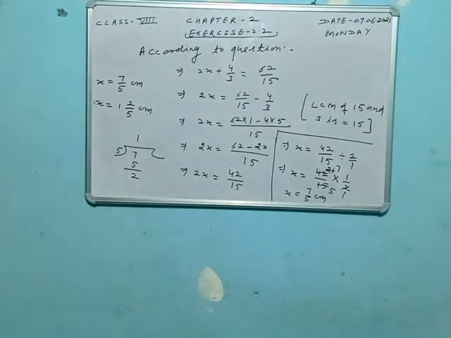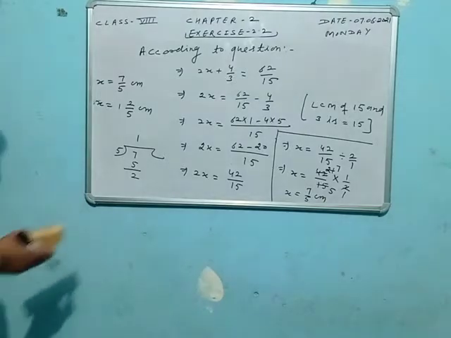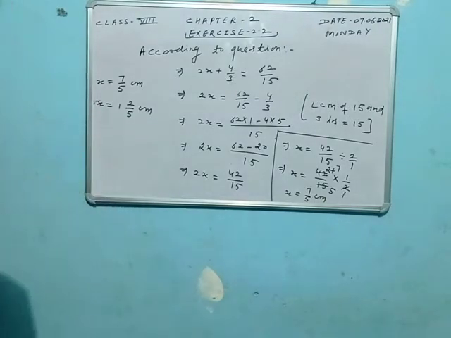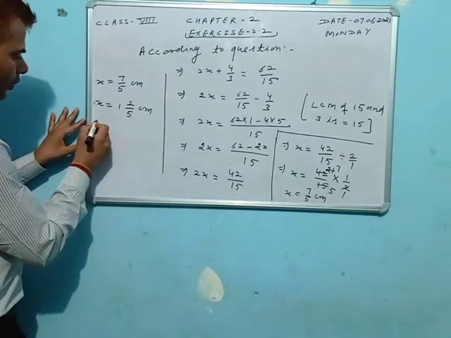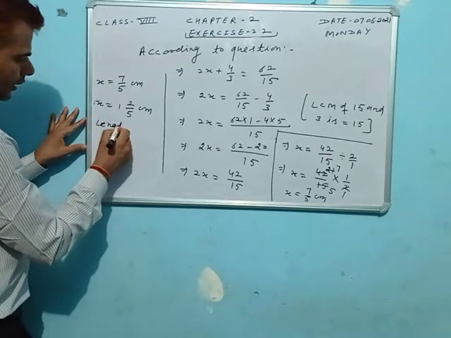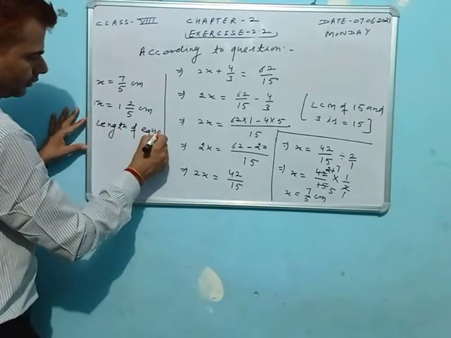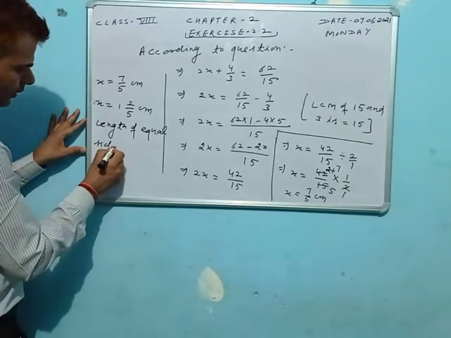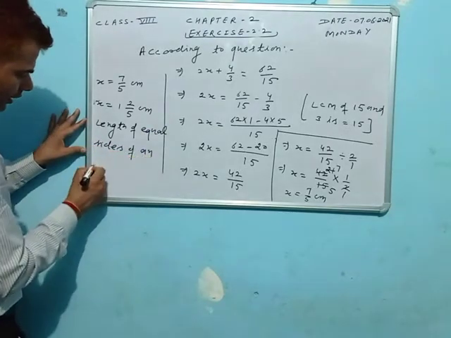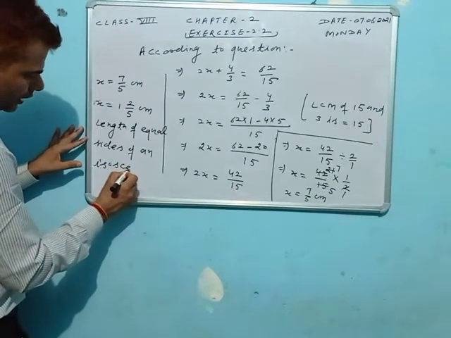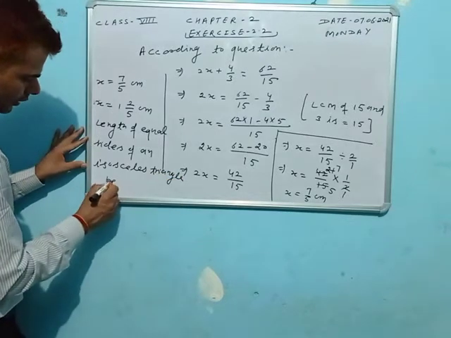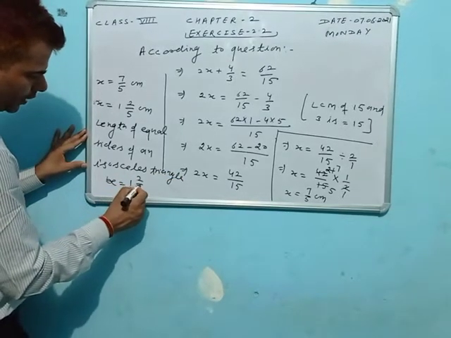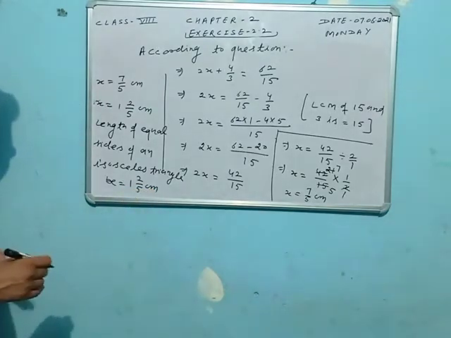So the length of the remaining equal sides, the length of the equal sides of isosceles triangle ABC, is 1 2 by 5 centimeter. Student, please note it down.